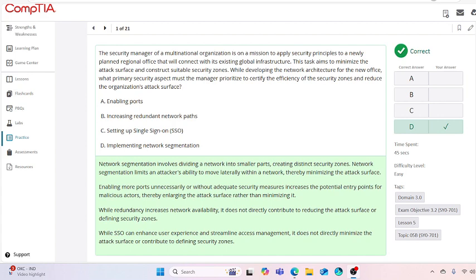Implementing network segmentation. Network segmentation involves dividing a network into smaller parts, creating distinct security zones. Network segmentation limits an attacker's ability to move laterally within a network, thereby minimizing the attack surface.